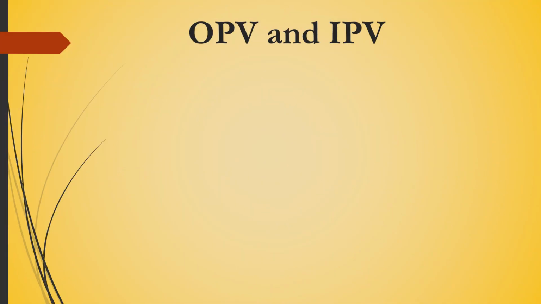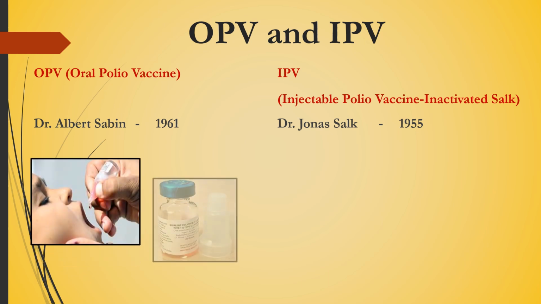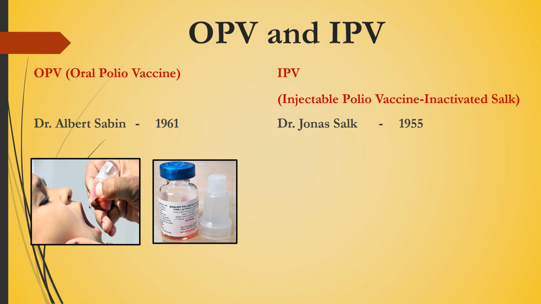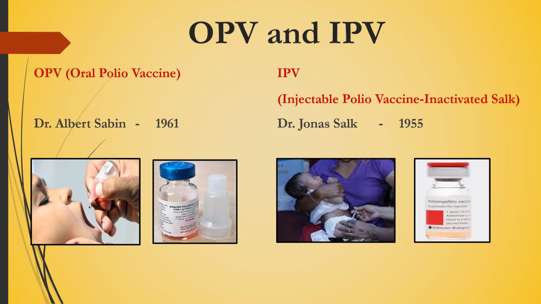There are two types of vaccines to protect from those antigenic types. They are OPV, oral polio vaccine, and IPV, injectable polio vaccine, or else inactivated Salk. Oral polio vaccine was developed by Dr. Albert Sabin and first used in 1961. This is a live attenuated, which means weakened, vaccine. Injectable polio vaccine was developed by Dr. Jonas Salk and first used in 1955. It is a killed vaccine.